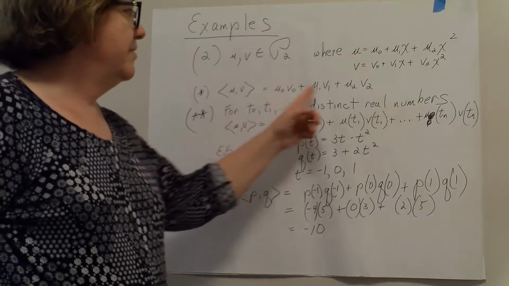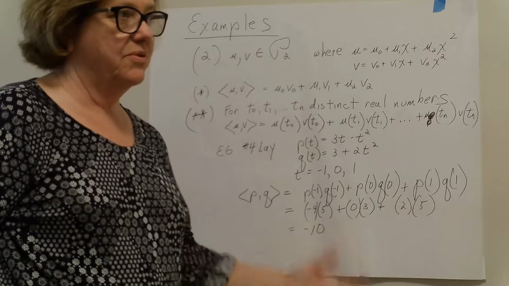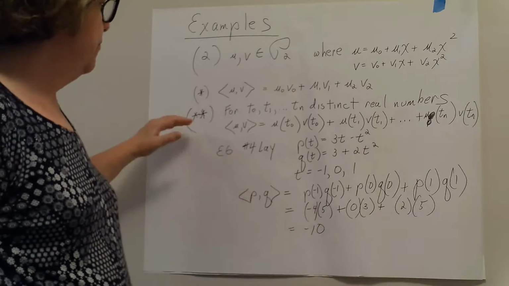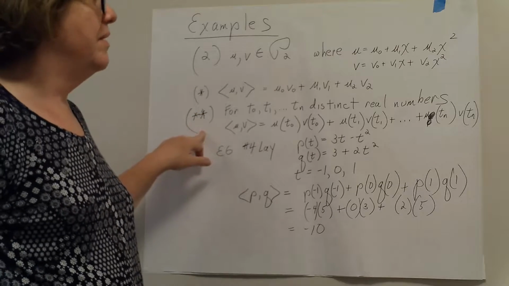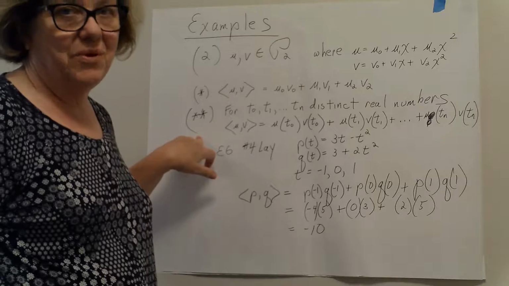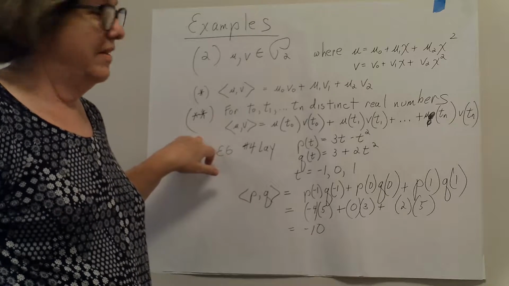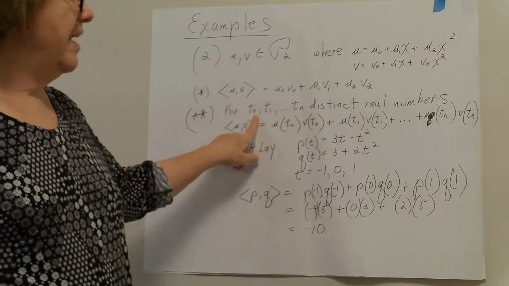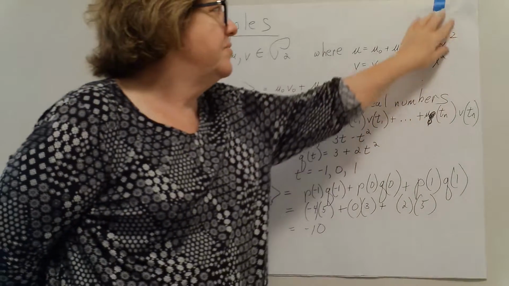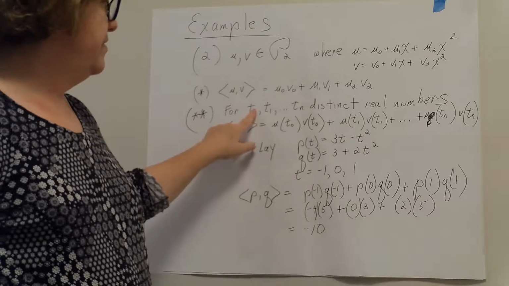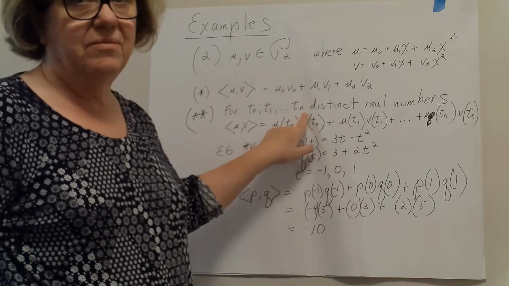But it's not the typical dot product that textbooks usually refer to. Your Lay book refers to this dot product. There's another way of defining an inner product on this space, P2. Given n distinct real numbers, distinct meaning different, so we have t sub 0, t sub 1 through t sub n.